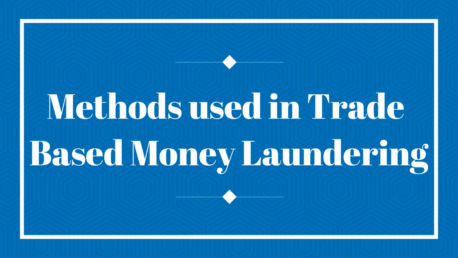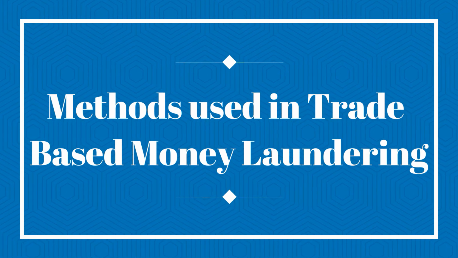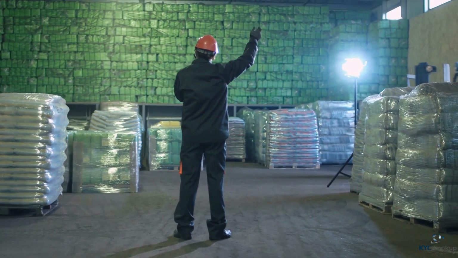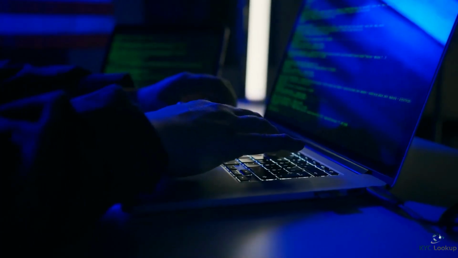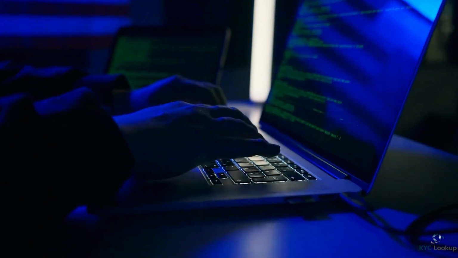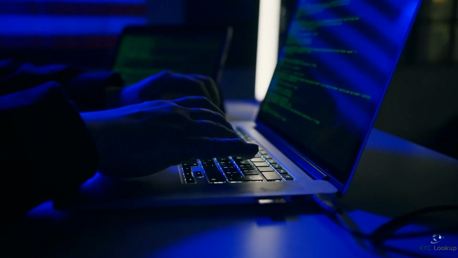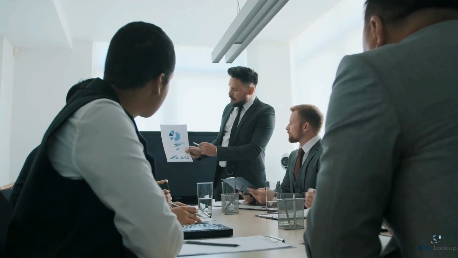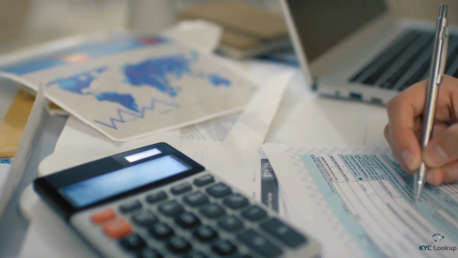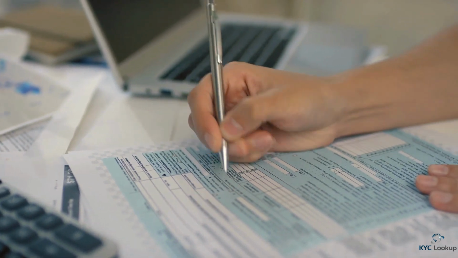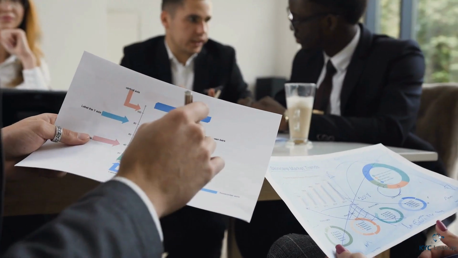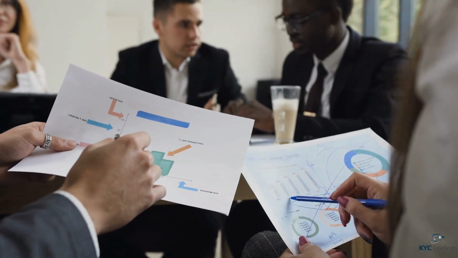Methods used in trade-based money laundering. Trade-based money laundering, TBML, is a sophisticated technique employed by criminals to launder illicit funds by exploiting international trade transactions. By understanding these methods, financial institutions, regulatory bodies, and law enforcement agencies can enhance their ability to detect and prevent this form of money laundering. Here we have some of the more well-known methods used.